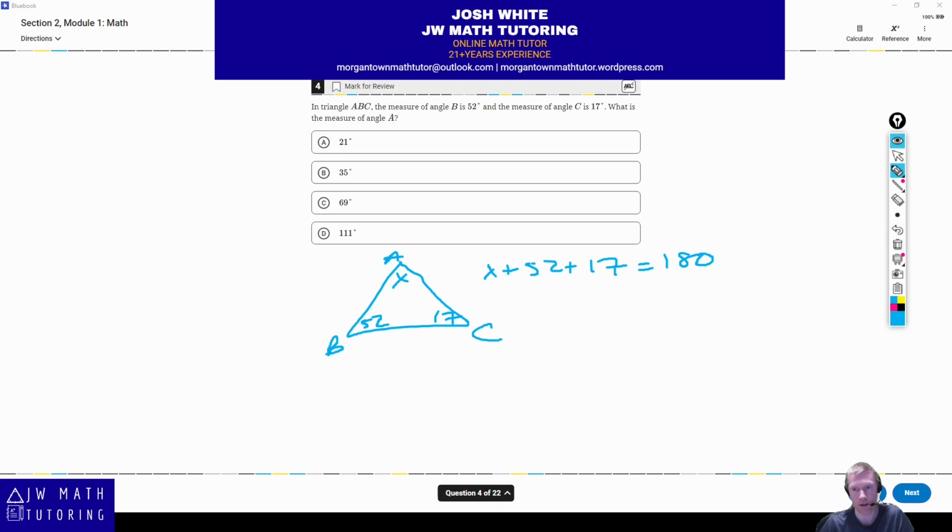all 3 angles in the triangle add up to 180. So if you go ahead and do that, x plus 69 equals 180. X is going to equal 111 degrees. So the correct answer is going to be letter D.